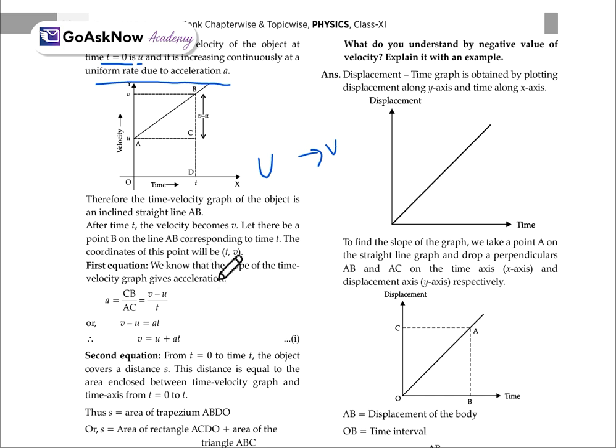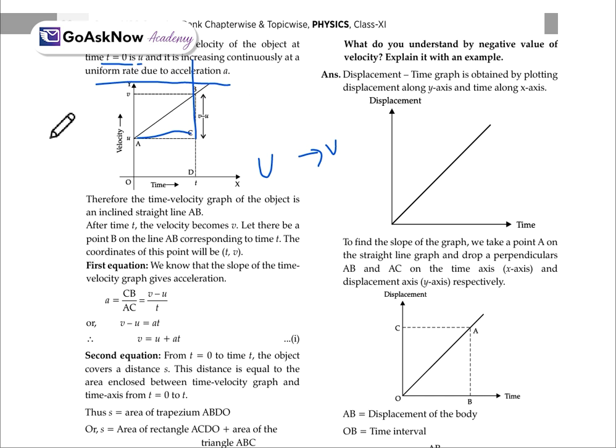So, for the first equation, we know that the slope of the velocity-time graph AB is equal to BC upon AC. It will be v minus u, meaning final minus initial, upon t. AC is the time and this is the velocity. It will be v minus u is equal to at. So, v is equal to u plus at. See how simply, with the help of this graph, we have derived equation 1.